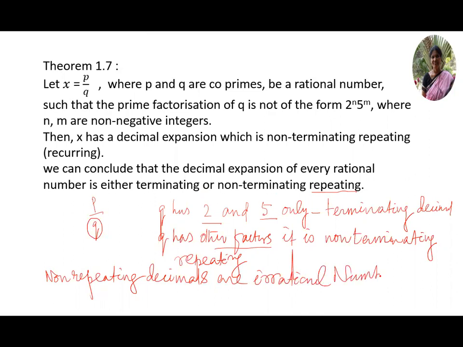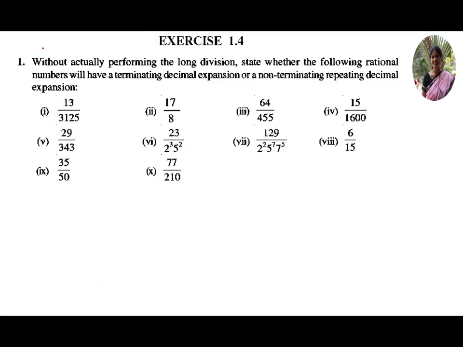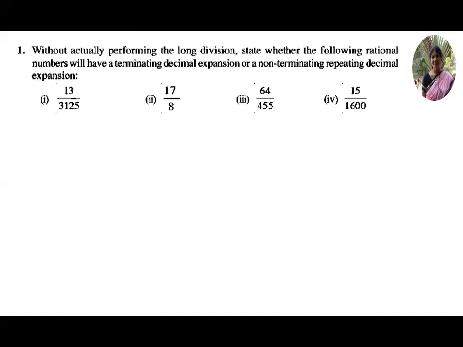So with this, let us solve the questions of exercise 1.4. Here many parts are given. Question is, without actually performing long division, state whether the following numbers have terminating decimal expansion or non-terminating repeating decimal expansion. So we'll go one by one. So many parts are there. First, I'm going for 13 by 3125. We'll see whether it will be terminating or non-terminating decimal expansion.